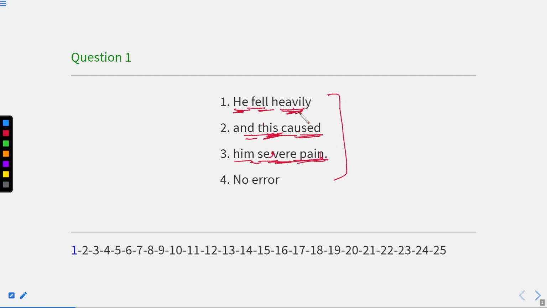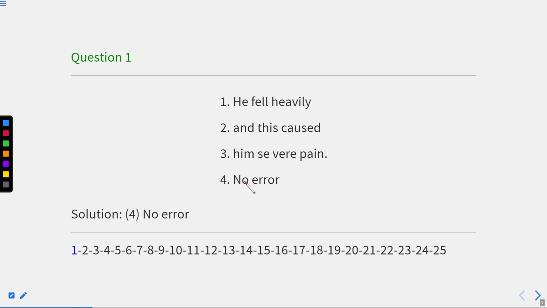There is no part in this sentence which is incorrect. Therefore, our answer should be no error. This is very, very simple. Our answer will be 4th, that is no error. As I told you, if the entire sentence is correct, if the entire sentence is flawless, and you find that there is no error in the given sentence, that means your answer will be no error.